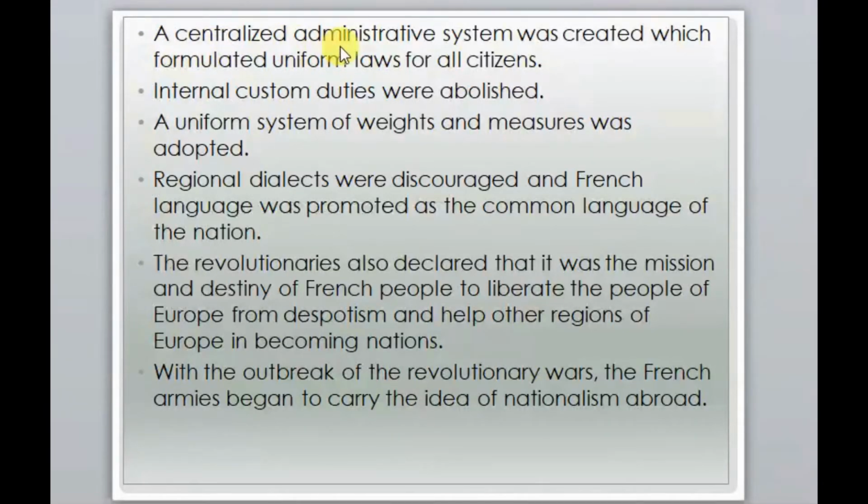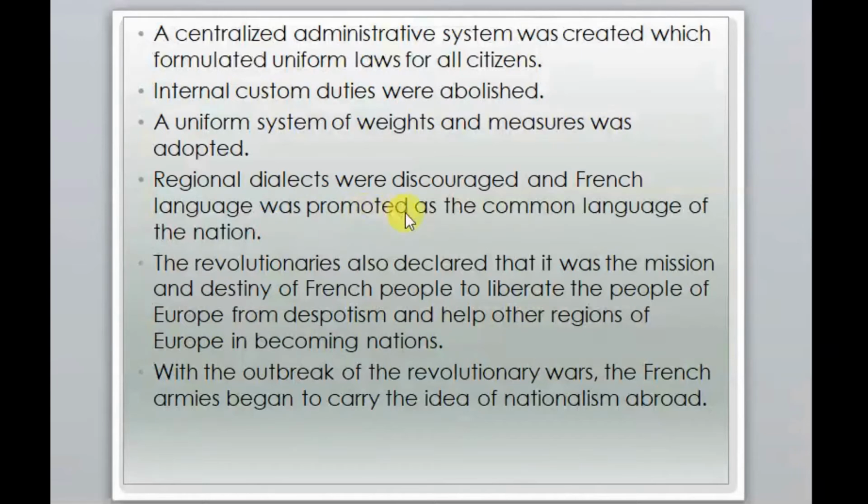A centralized administrative system was created which formulated uniform laws for all citizens. Internal custom duties were abolished. A uniform system of weights and measures was adopted. Regional dialects, meaning regional languages, were discouraged and the French language was promoted as the common language of the nation because it was spoken and written in Paris.